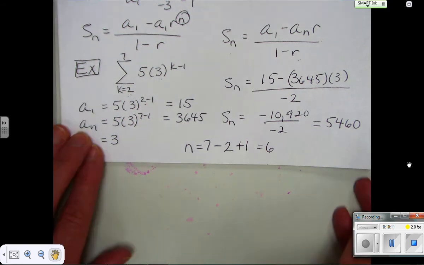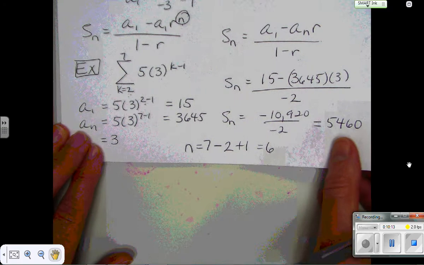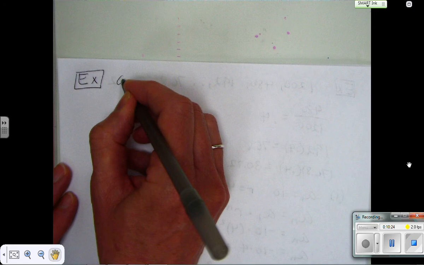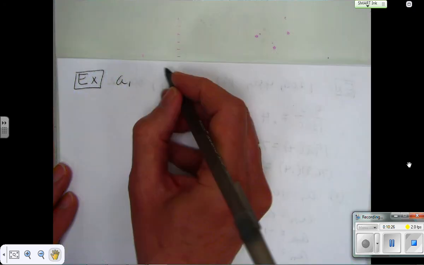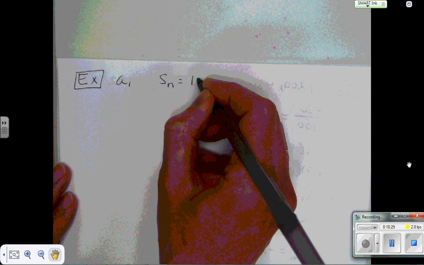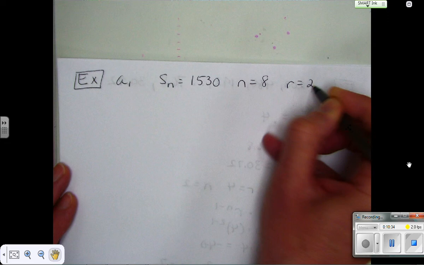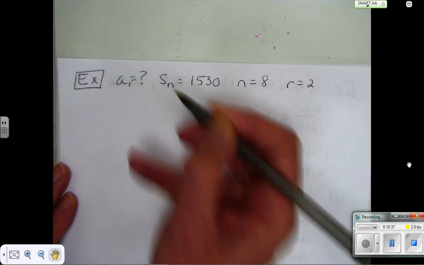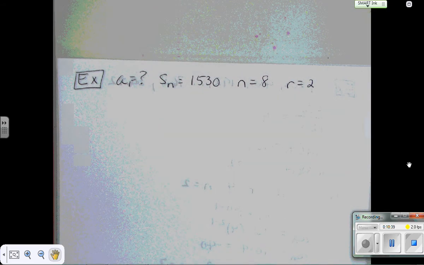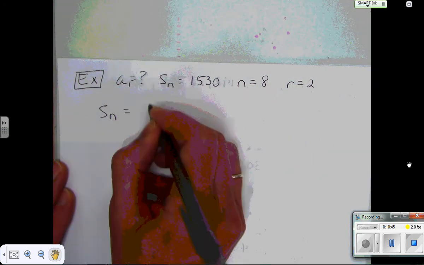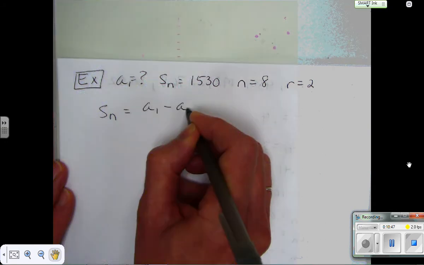Okay, let's do one last example before you guys start on your assignment. This is example 2. Find a sub 1 in a geometric series for which S sub n is 1,530, n is 8, and r is 2. So they want me to find a sub 1. So for this one, I don't have a sub n, so I'm going to have to use that first equation in the box.